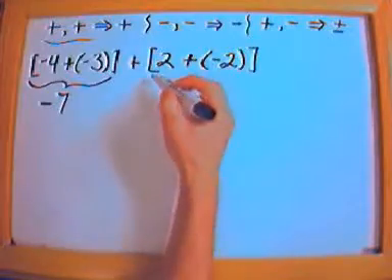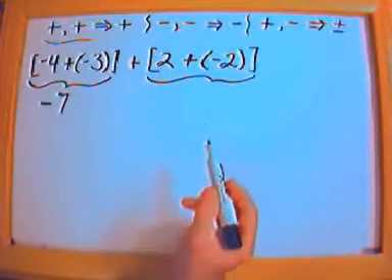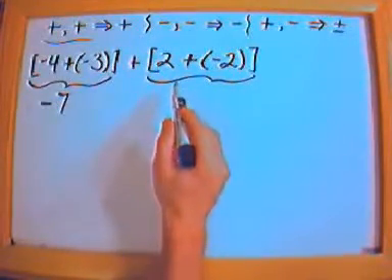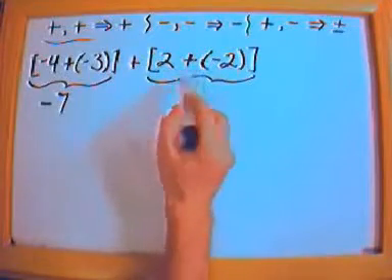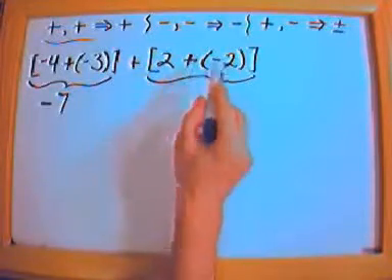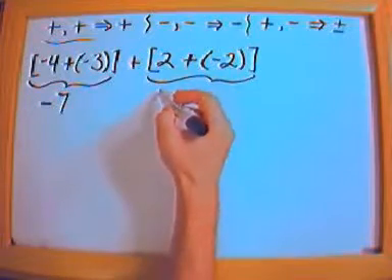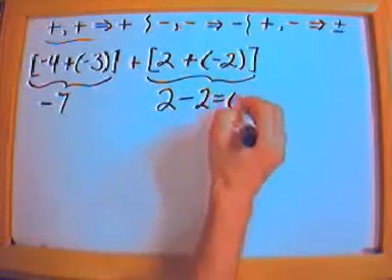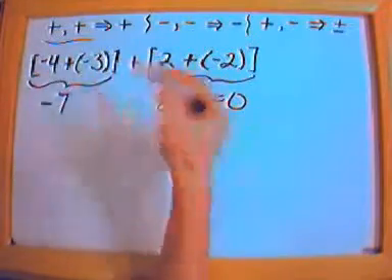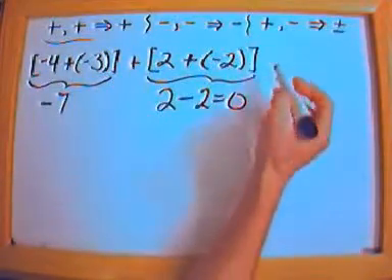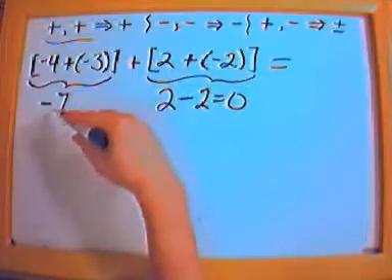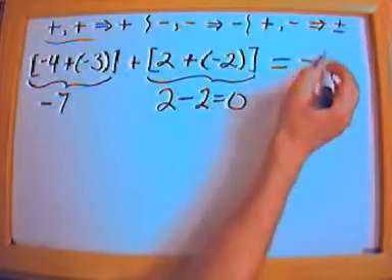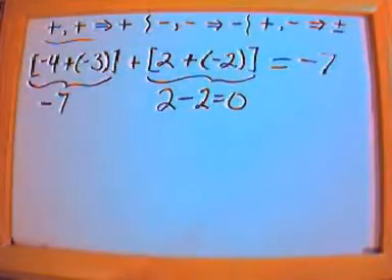For this one, now this is interesting. You've got 2 plus a minus 2, which is the same thing as 2 minus 2, since plus a minus is like subtraction. 2 minus 2 is 0. So this big fat term is equal to minus 7, and this big fat term is equal to 0. So this entire answer is minus 7 plus 0, which is minus 7. That's the answer.